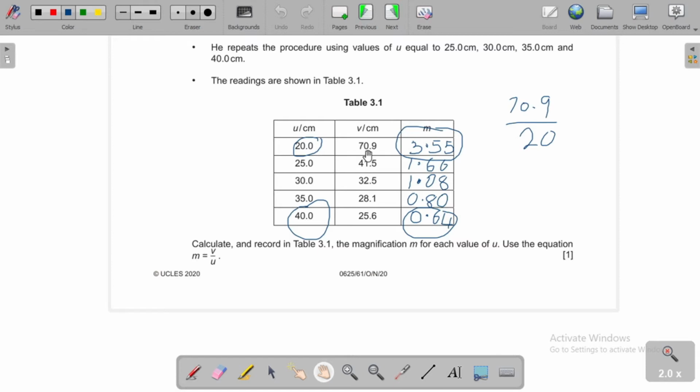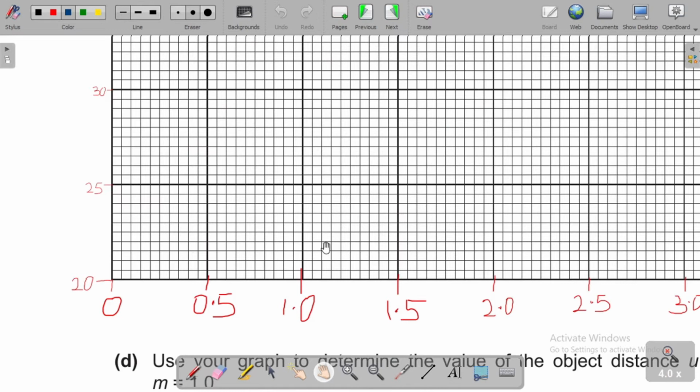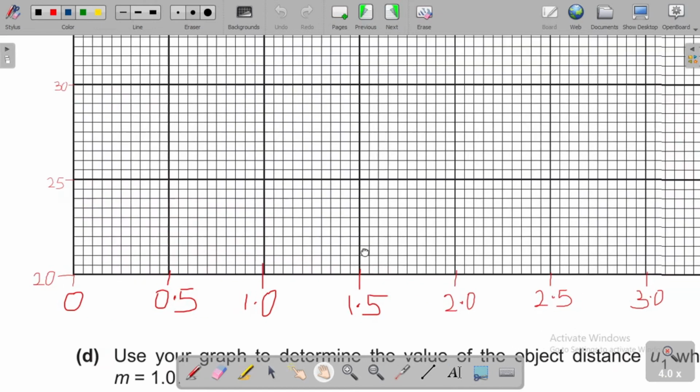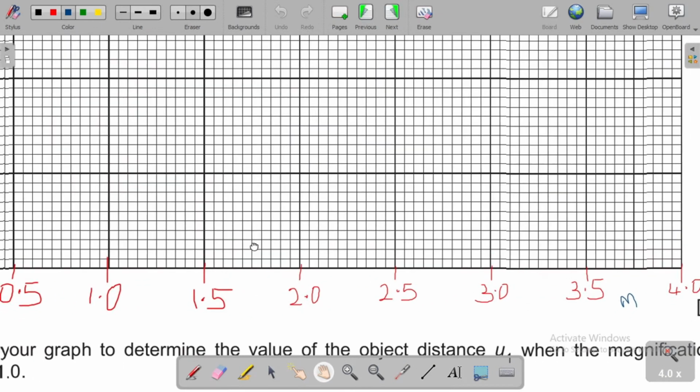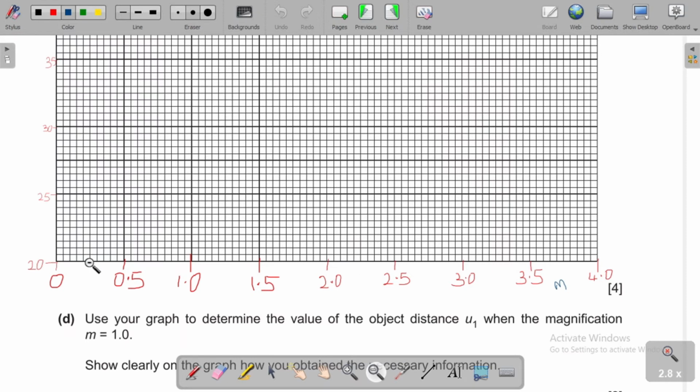What we are going to do is this. We are plotting this against this. So when u is 20, m will be 3.55. Let's check that. When u is 20, m is 3.55. This is u 20. At u 20, what will be the value of m? Let me make it a little smaller. Okay. At u 20, m is 3.55.